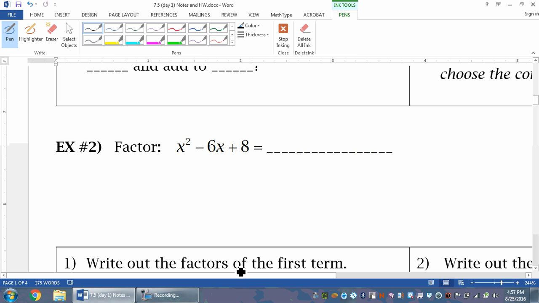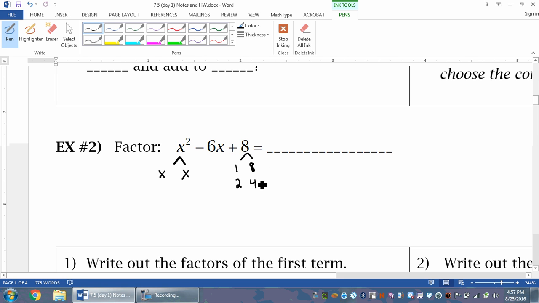All right, let's go ahead and try example number 2. Again, we should always check to see if we can factor out a GCF. I cannot factor out a GCF in example 2, so let's get started. What makes x squared? x times x. And I move to the third term. What multiplies to positive 8? Well, 1 and 8, 2 and 4.